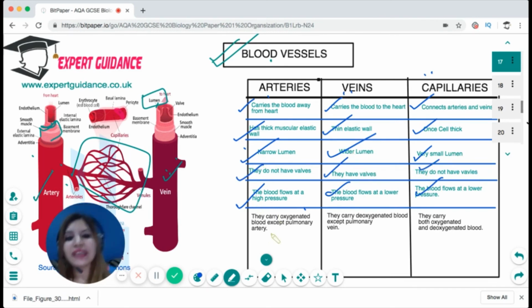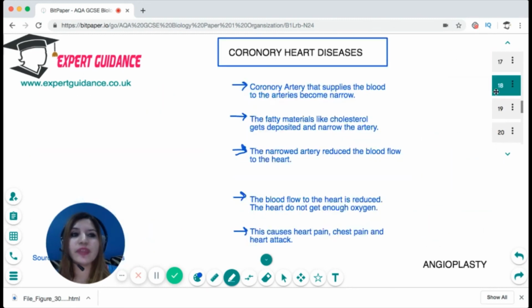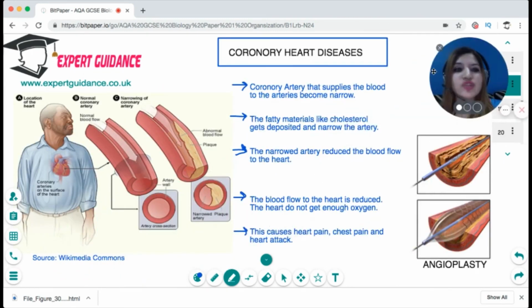Arteries generally carry oxygenated blood except the pulmonary arteries. Veins carry deoxygenated blood except the pulmonary vein. And the capillaries carry both oxygenated and deoxygenated blood. So I hope you were able to spot by the diagram whether it's arteries, veins, or capillaries with their function.